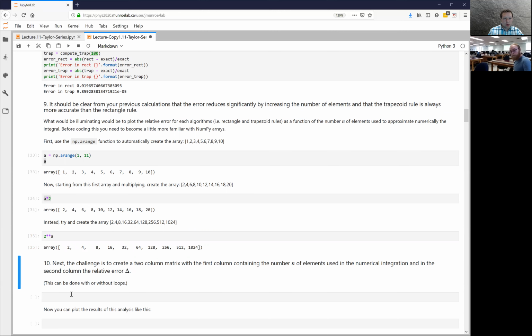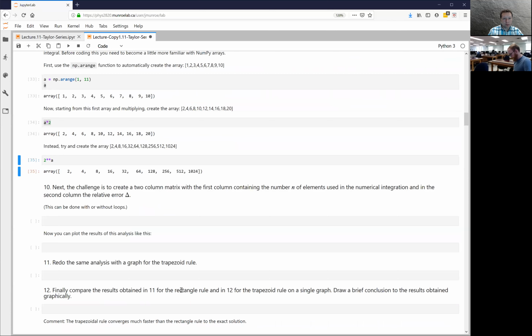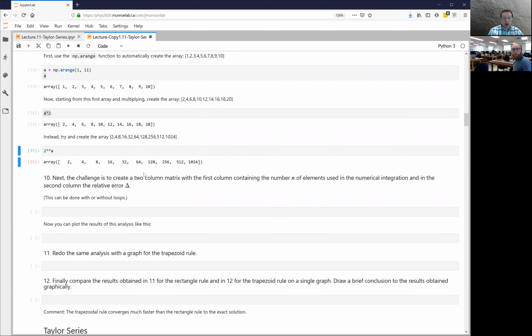So what we could do is make a graph of how the error, depending on how many rectangles we use, changes. Every time we're doing this, we're doubling the number of rectangles. Let's make a loop or a program that shows you how the error changes with these values. What I want to do is create a 2-column matrix with the first column containing the number of elements and the second column containing the error. Now, I don't have to do it this way. I'm going to change the question because I can change the question.